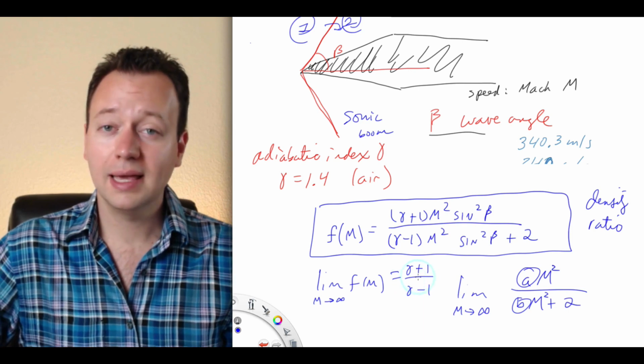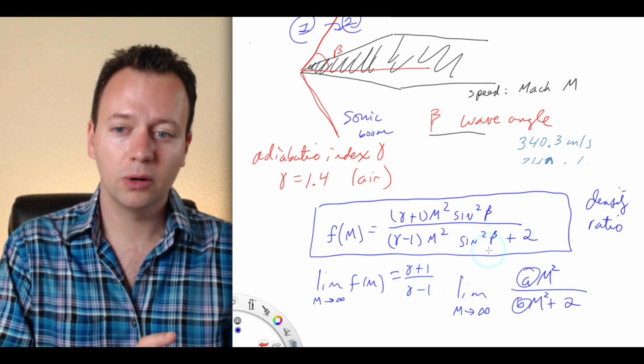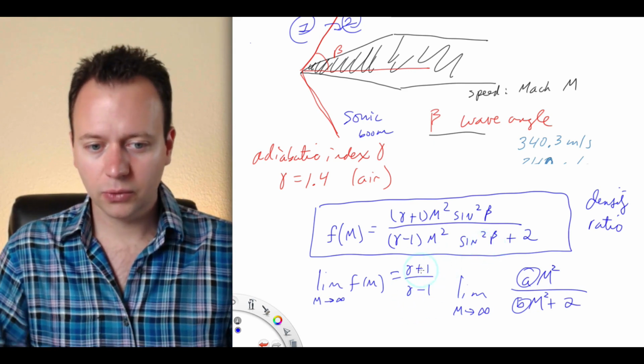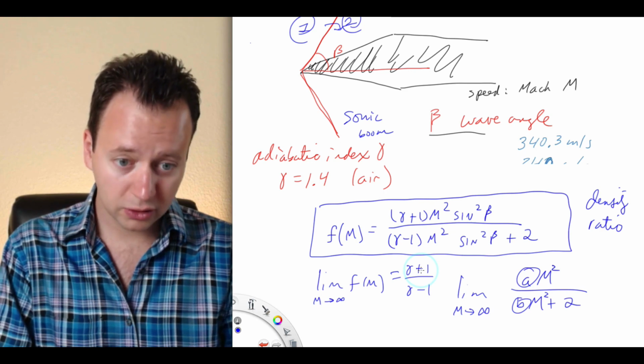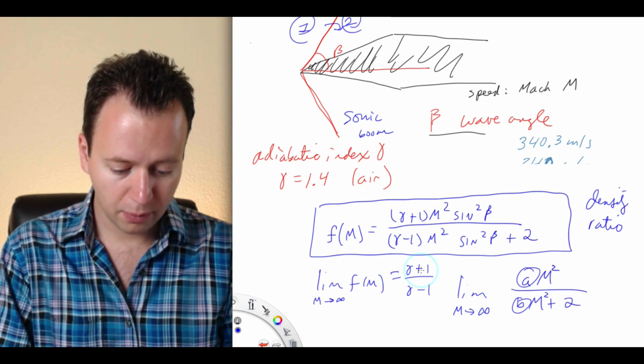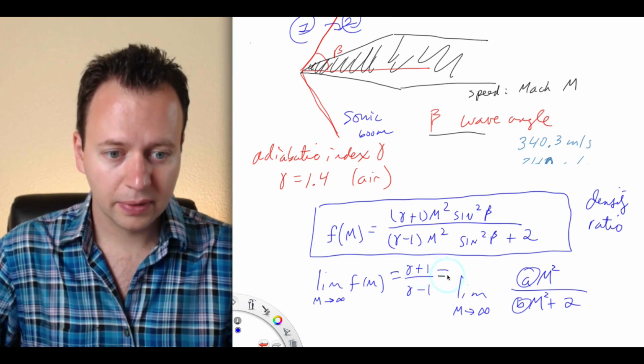It's literally gamma plus 1 times sine squared beta over gamma minus 1 times the sine squared beta. But the sine squared betas cancel out, so the limit is just this ratio, gamma plus 1 over gamma minus 1. So gamma plus 1 is 2.4 divided by 0.4. That is, for air, it's going to equal 6.